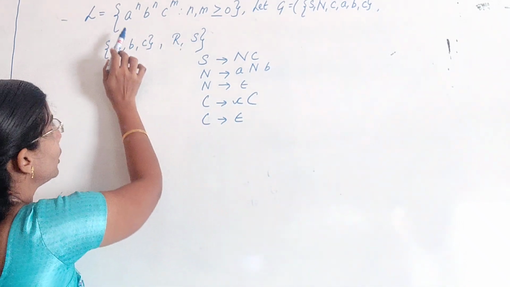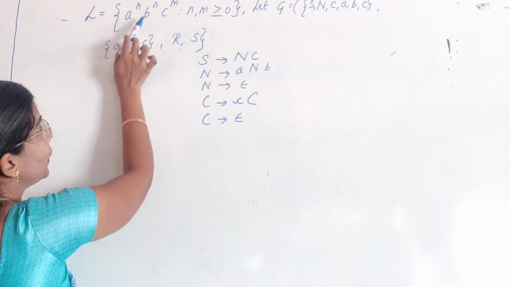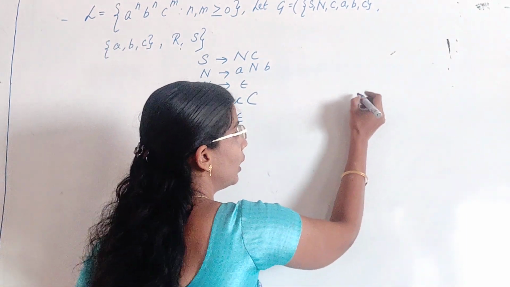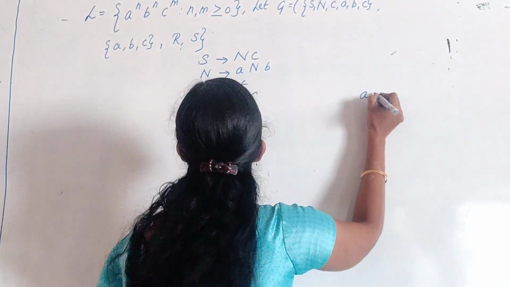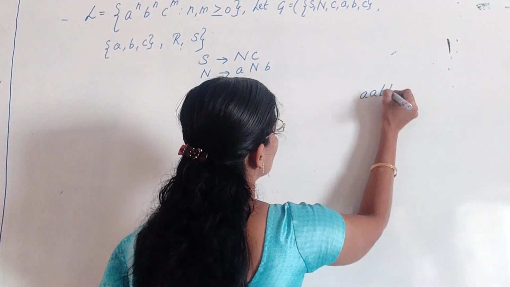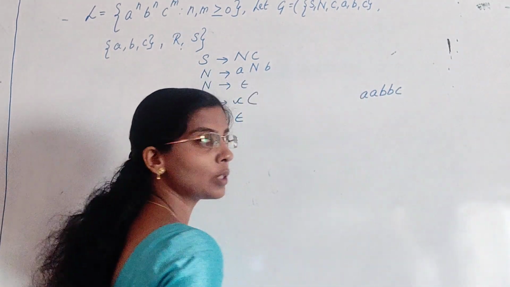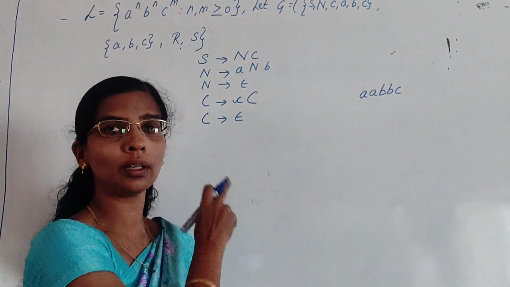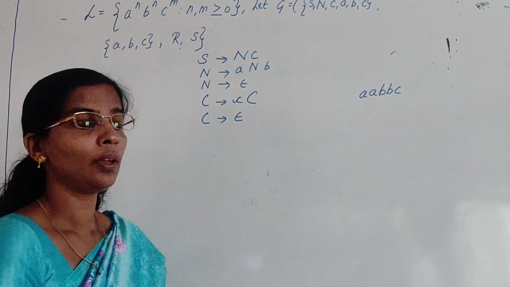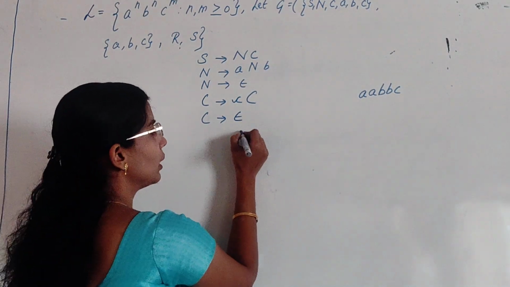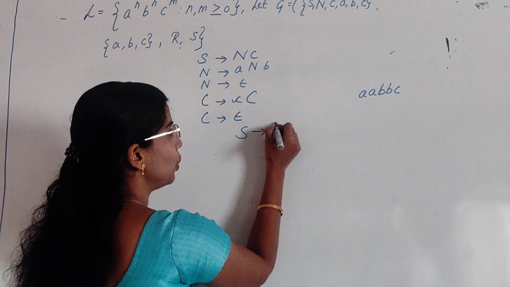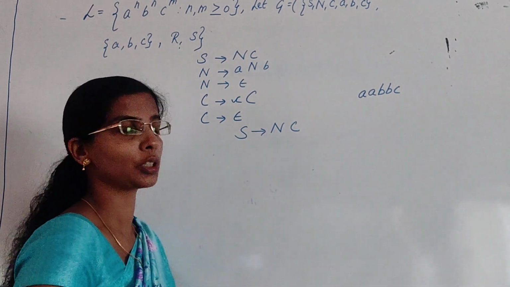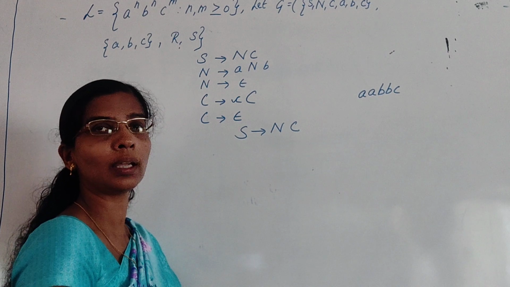You know the language, a^n b^n. So the length of A and B is equal. Suppose I want to generate the string, right? This string, if I want to generate, how can I use these rules? We'll see it. I start with my start production, S tends to N C. Right, I'll go with leftmost derivation only.